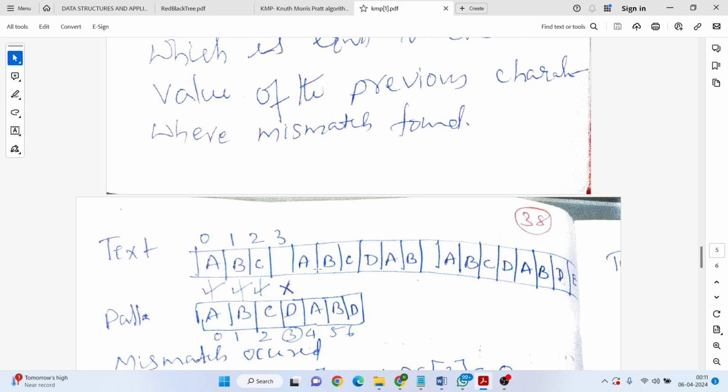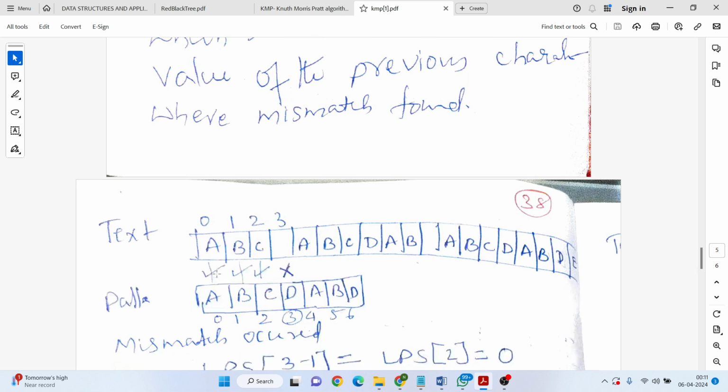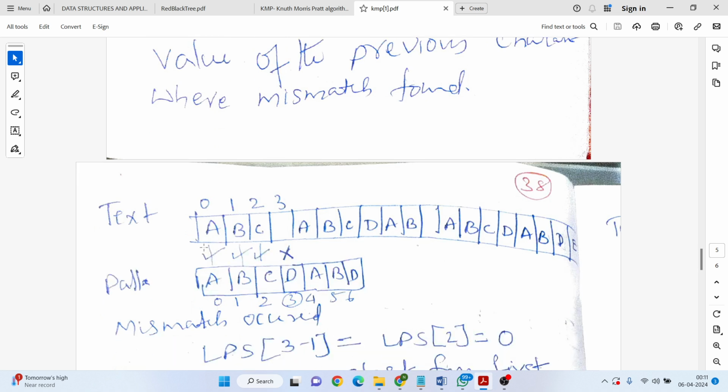This is my given pattern. Say ABC. The pattern you write in a box form. Pattern and the main string. This is the main string and this is the pattern. A matched, go to the next character. B matched, go to the next. C and C matched. Here a mismatch is found. The index of that is 3. Not the index of the character, the index of the pattern. It is 3. Mismatch occurred at index 3.